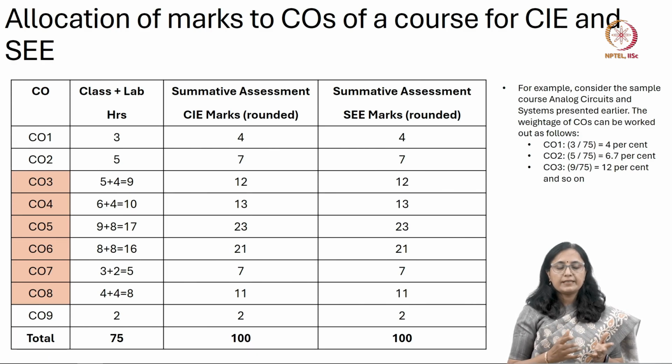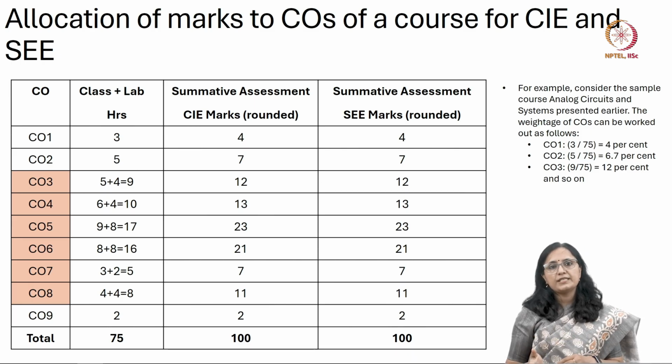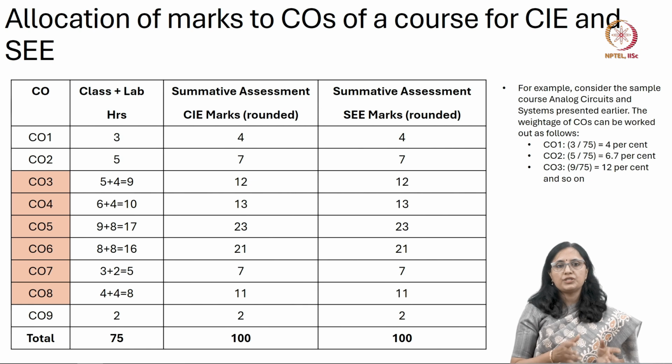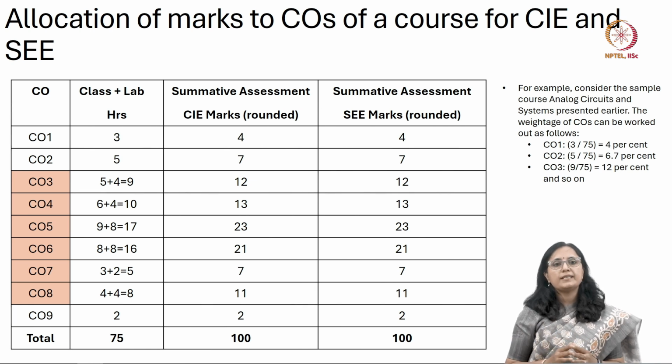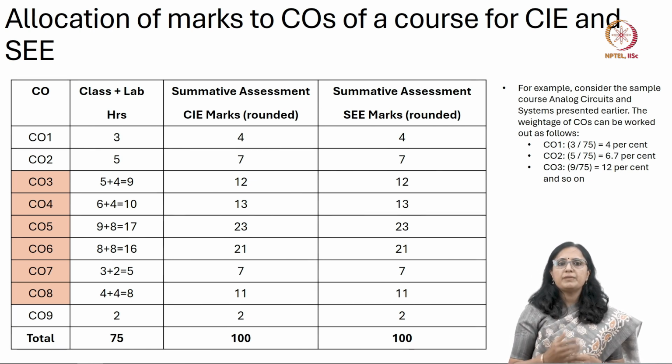Now, you can see that both CIE and SEE are rounding to 100 marks. But we know that the ratio of CIE to SEE is either 30 for CIE and 70 for SEE, or sometimes it is also 40 for CIE and 60 for SEE. So, in this case, we will scale down 100 marks for CIE to either 30% or 40%. Similarly, we will scale down 100 marks for SEE to either 60% or 70%.